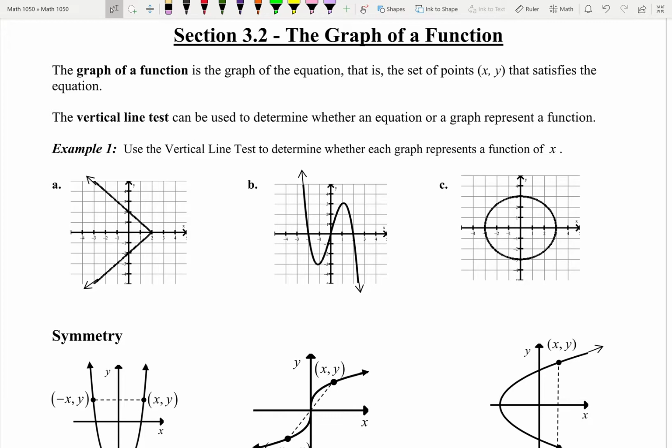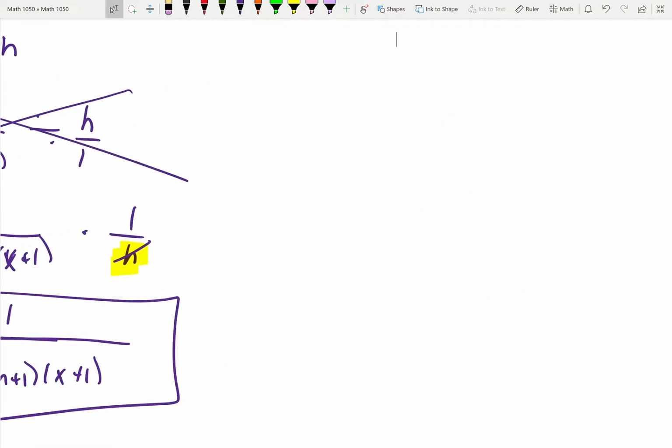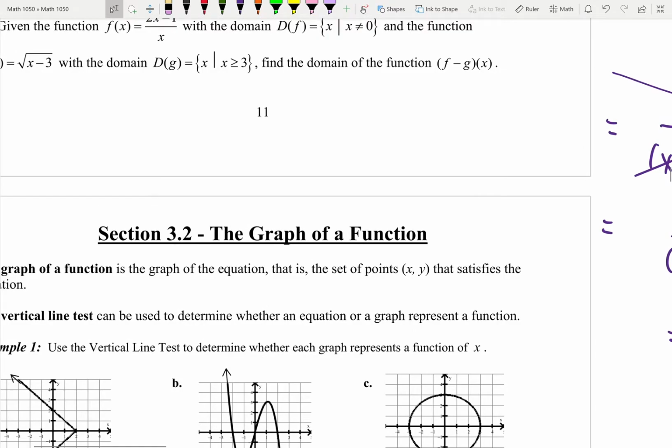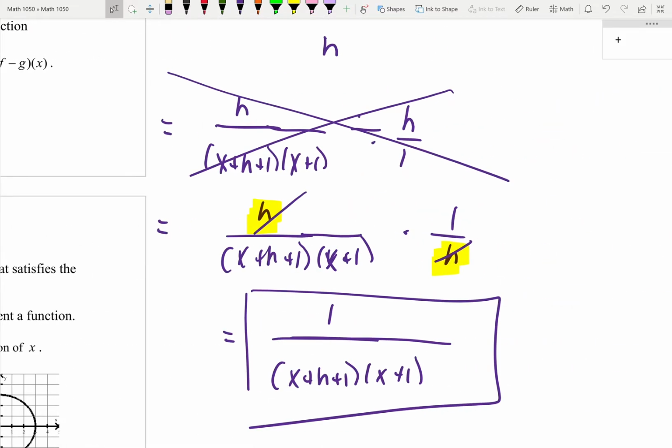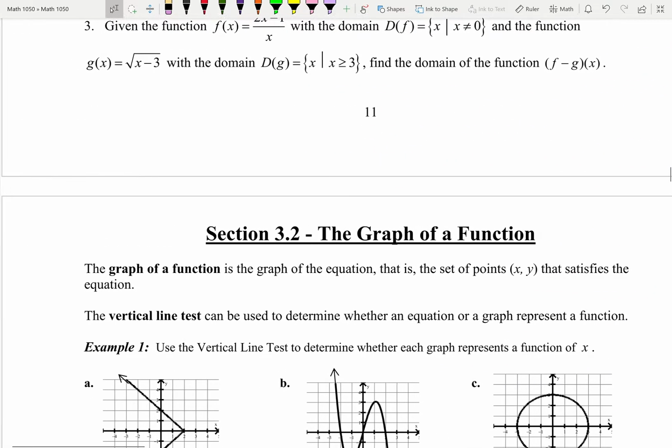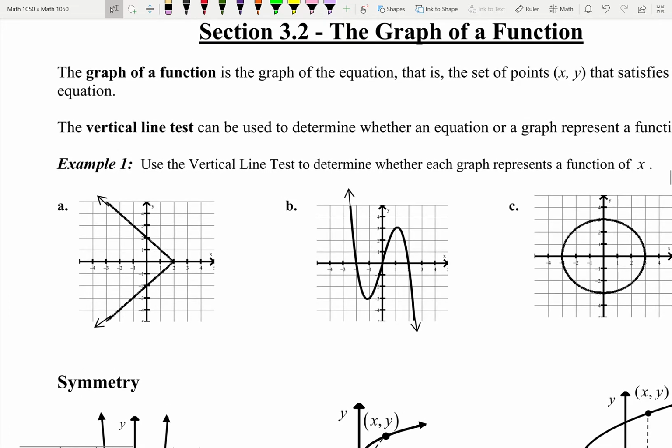So basically, in order for a graph to be a function, draw an arrow right here and write this for me: no x values repeat. If the x values don't repeat, then it's a function. So if you have a graph, you don't actually have to list all the x's. You just do the vertical line test to decide if it's a function.